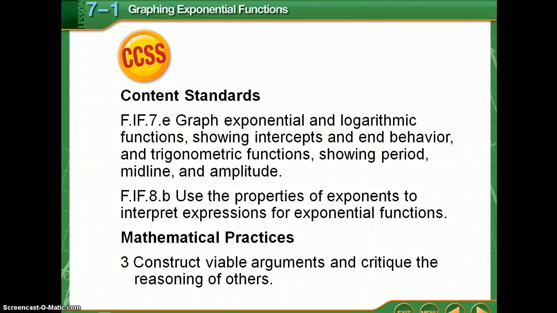In lesson 7.1, we're going to be graphing exponential functions. And so I'm going to teach this in two different parts. Today we're going to learn about exponential growth, and then the second part of the lesson we will discuss exponential decay. I've listed here the Common Core standards and the mathematical practices for this lesson.